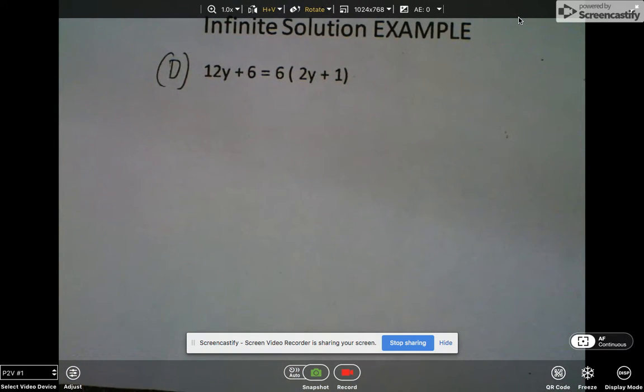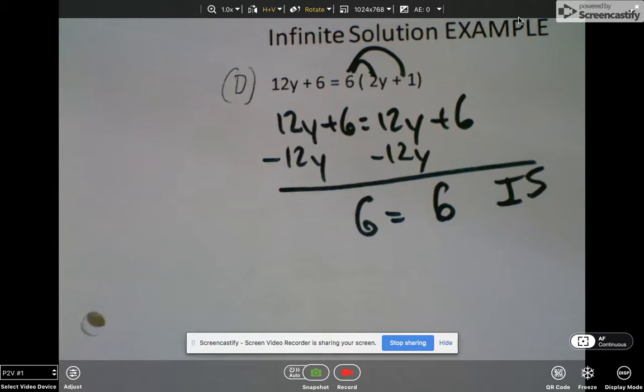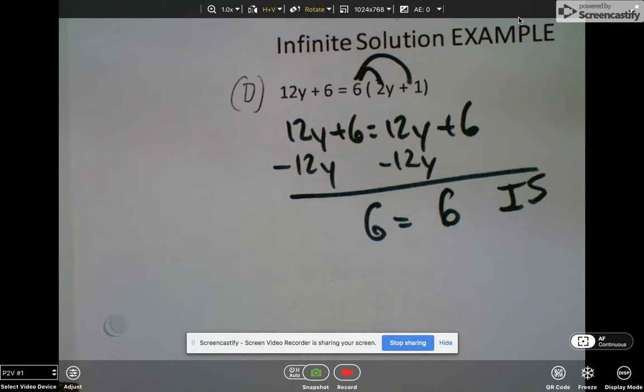All right, and for that, you should have got infinite solutions again. Can someone tell me at the bottom, what do you get for your statement? So you get 6 equals 6.